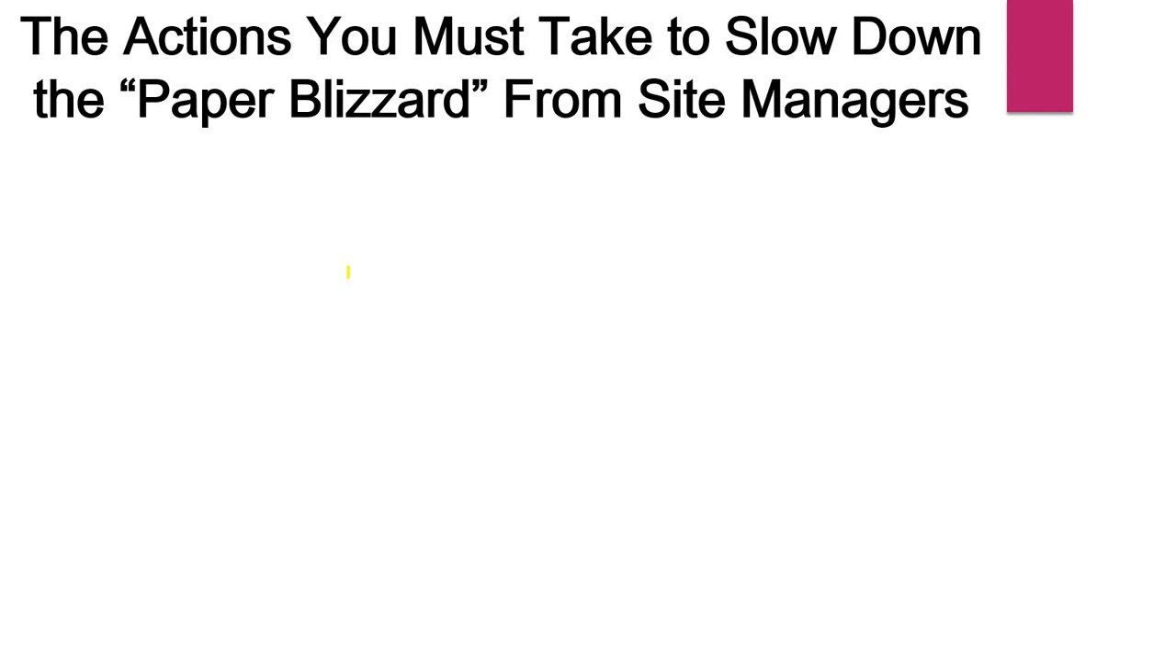This one is, guys, the actions you must take to slow down the paper blizzard from site managers. So you want to reduce the paper blizzard or paperwork from site managers because it is quite difficult to maintain or see all the papers sometimes. So you are planning to reduce the use of paper as much as possible. You are receiving so many papers to sign, to get approval on paper, from site managers, so you want to avoid that. So what are the steps?